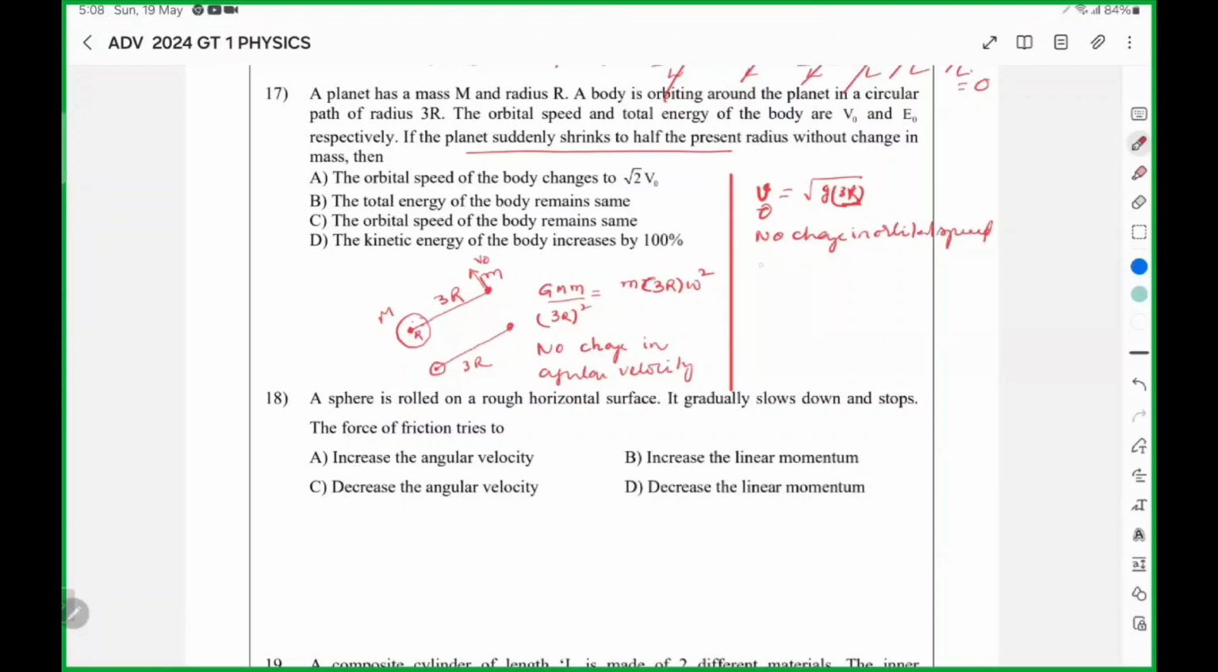Here, the total energy is minus G M m by 2 times 3r. When there is no change in effective distance, there is no change in total energy.